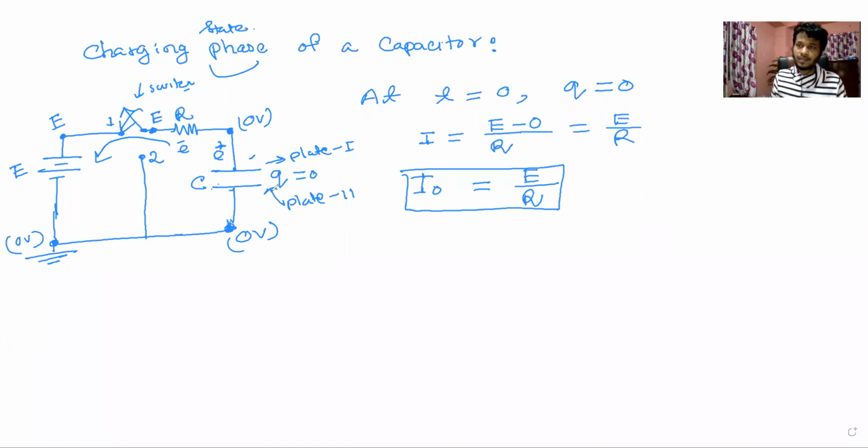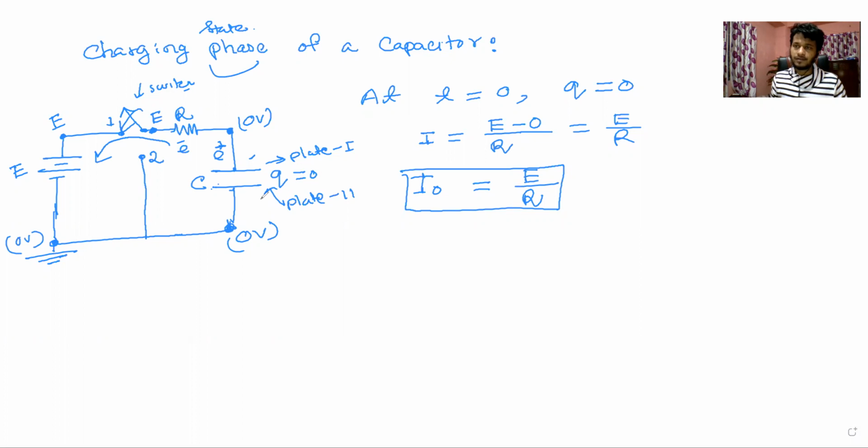So what will happen? There will be a lack of electrons at this plate 1, right? Sorry, this is earthed with the plate, so no, earthing will have no effect. So there will be a lack of electrons at plate 1, right? And there will be an excess of electrons at plate 2, isn't it?